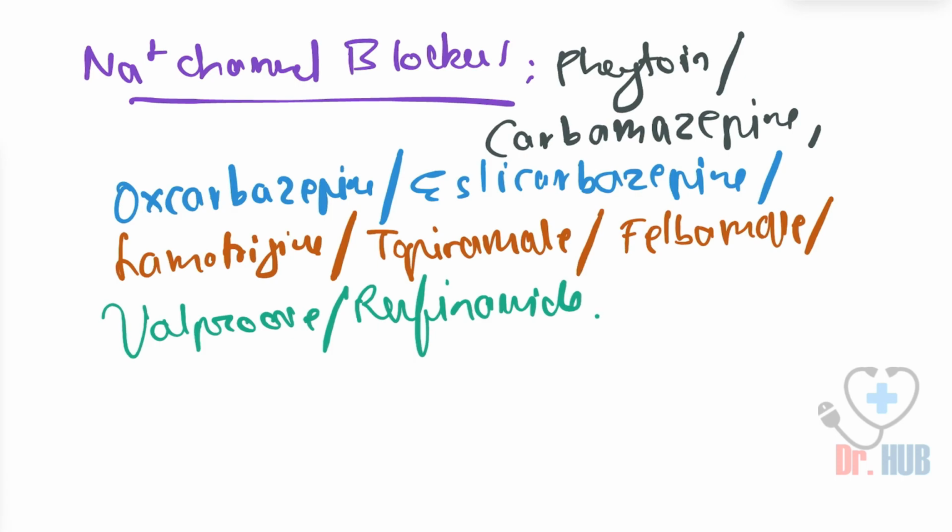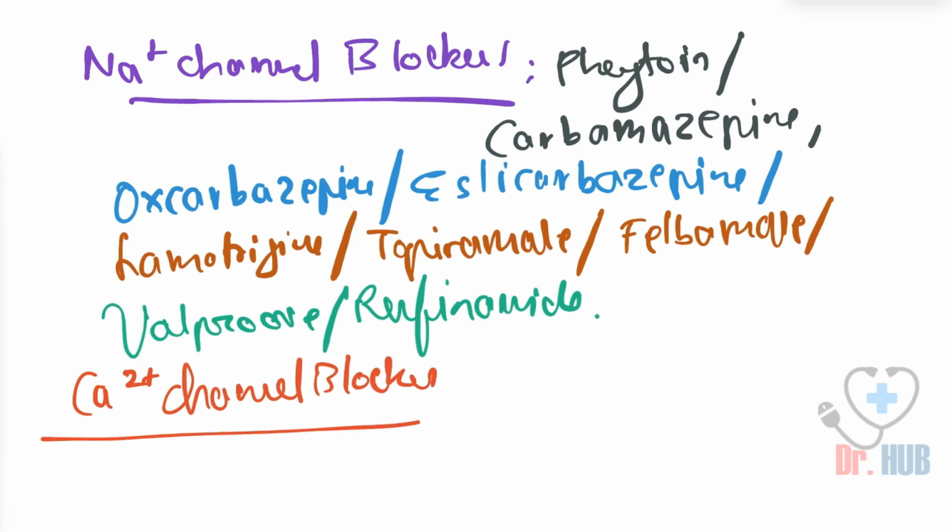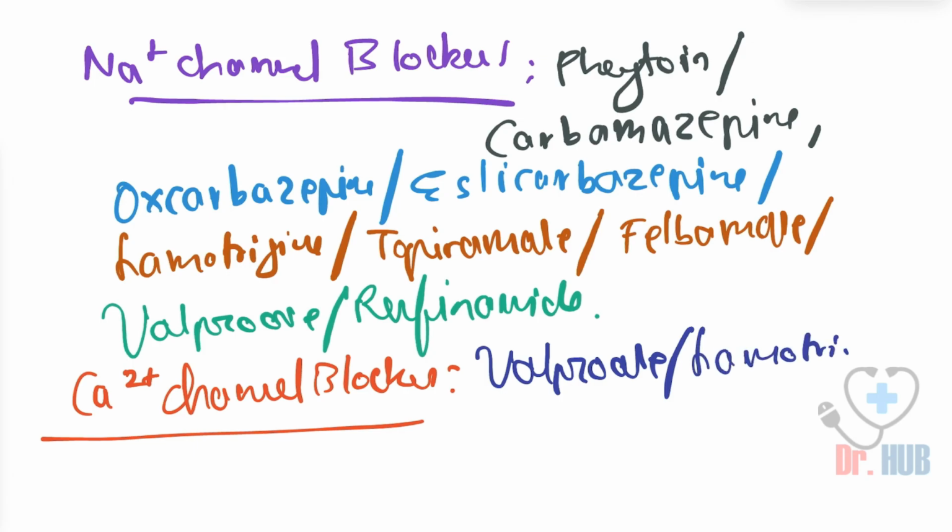Now moving further, we are looking at the calcium channel blockers. So under the calcium channel blockers, this includes valproate as well as lamotrigine. Next there is also ethosuximide.